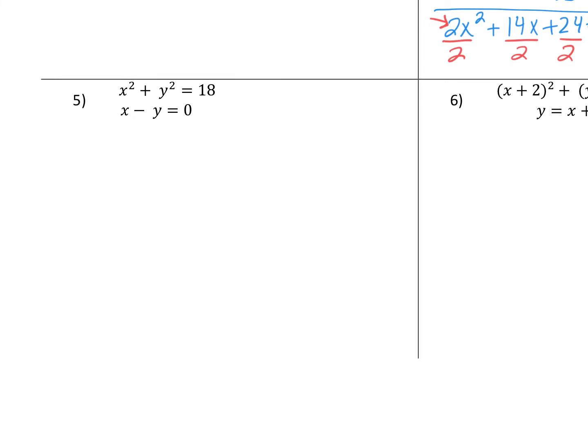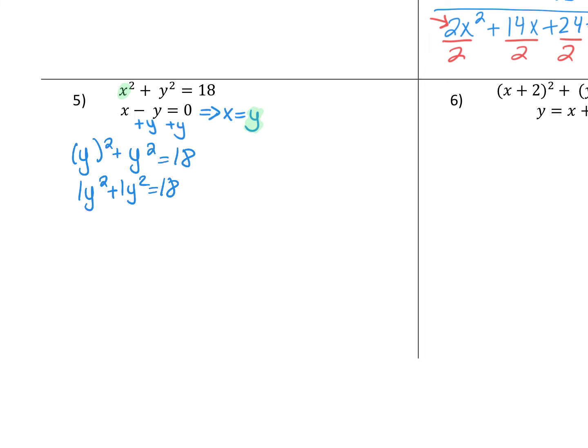In number 5, I do not have either variable solved for, so I'm going to get the x alone by adding y, and what that'll do is I'll change this equation into x equals y. This will allow me to substitute y in for x. And so I'm going to end up with y squared plus y squared equals 18. Well, this is like 1y squared plus 1y squared. So this is 2y squared is going to equal 18.